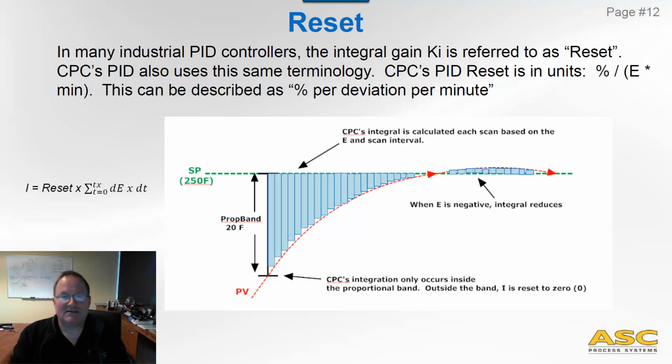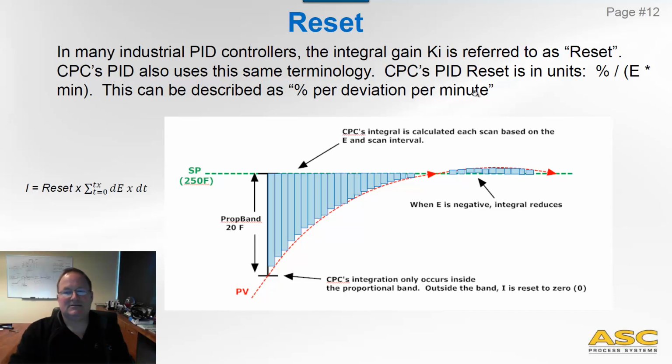Now we'll talk about reset. In many industrial PID controllers, the Ki term, which is the integral gain, is referred to as reset. I don't know how it came up that everything is called reset, but it is, and we adopted that term within CPC. So our CPC reset is actually in units of percent per error per minute. This can be described as percent per deviation per minute too.